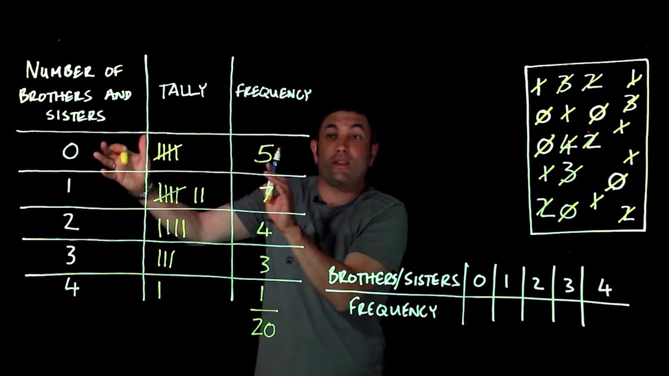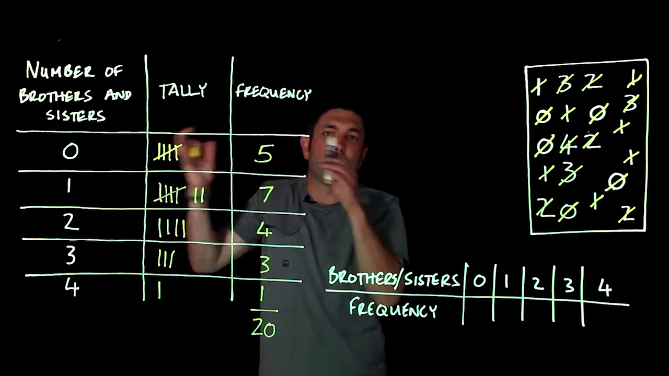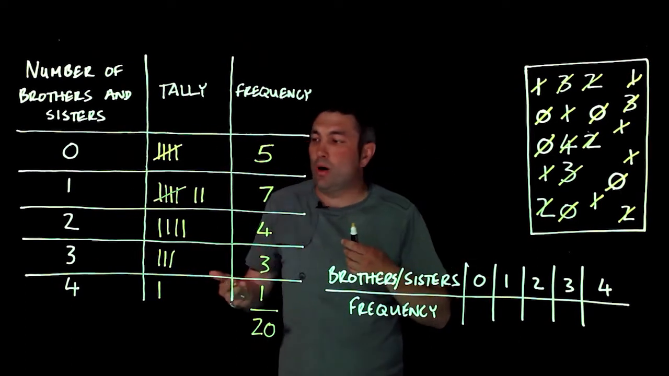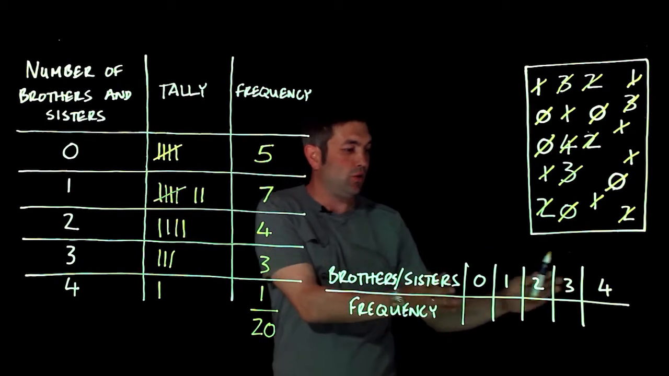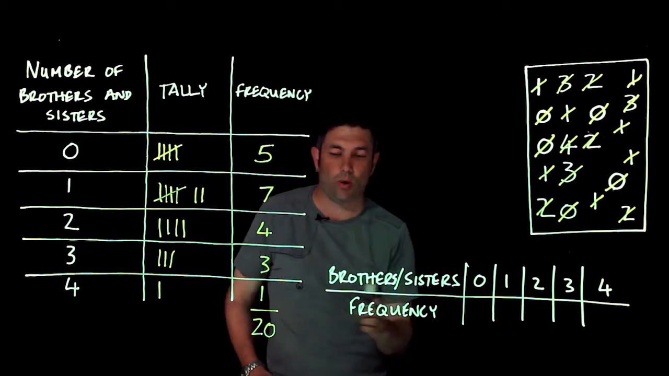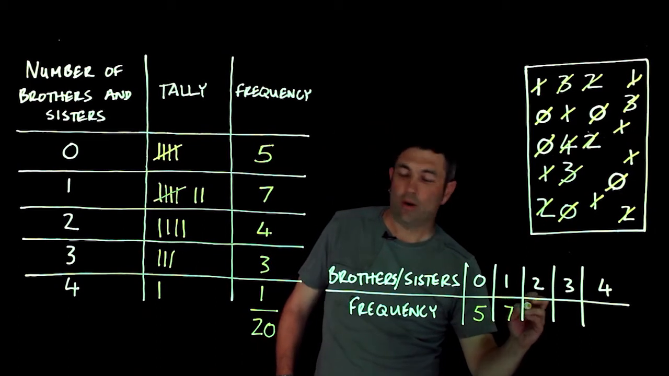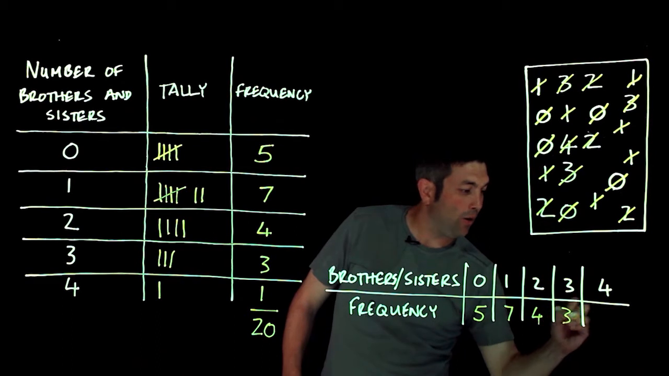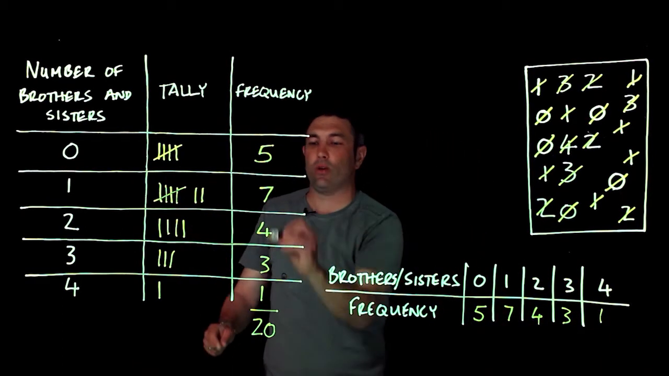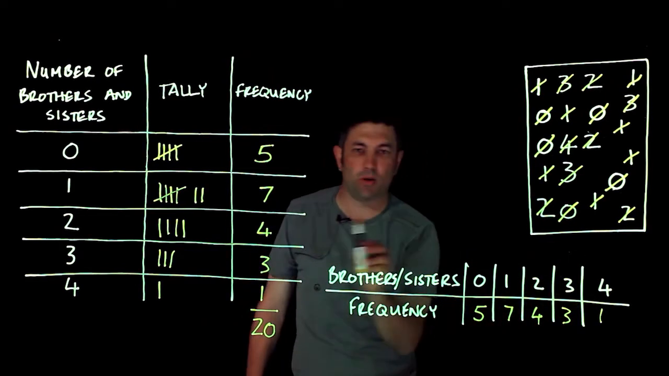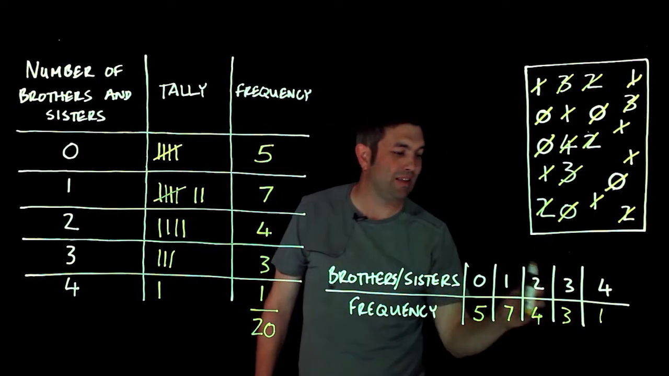Now, that's great as an initial start, but when we're going to do some real maths like averages, mean, median, mode, range, it might be easier to transfer it into one of these. I've already drawn one out, and we've got 5, 7, 4, 3 and 1. We don't need the tally. Once we've got this frequency bit, we don't need the tally. So that is a lot easier and a lot simpler to work with when we come to do some maths with this data.